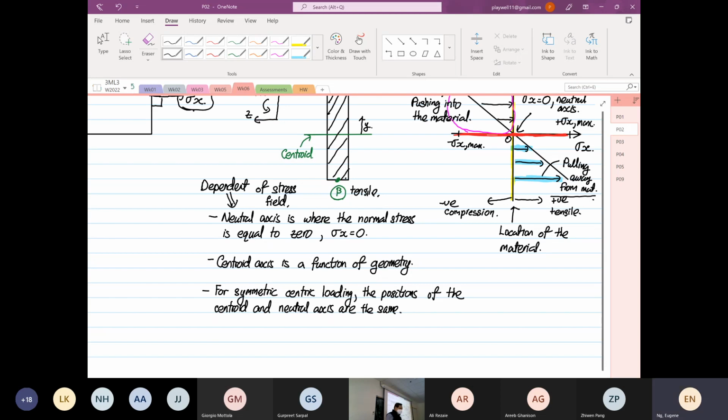So I want to build up the information that I'm giving you. Next, I'd like to define what we mean by symmetrical centric loading. You've seen these words before. Always say symmetrical centric loading. What does it actually mean?